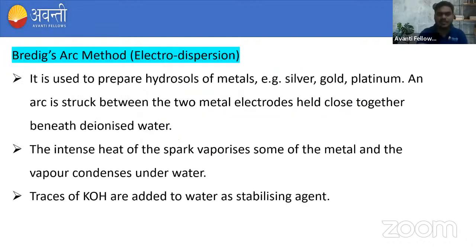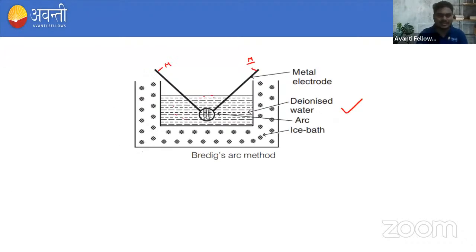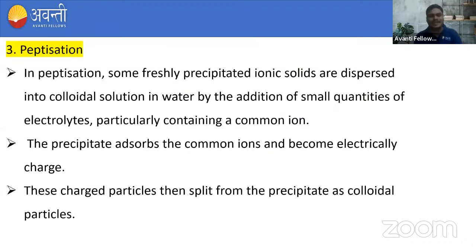Clear to everyone here? What is Bredig's arc method? It is used for making lyophobic colloids, to prepare hydrosols of metals like silver, gold, platinum, etc. Okay. Now, what is peptization? A very important thing. What is peptization?